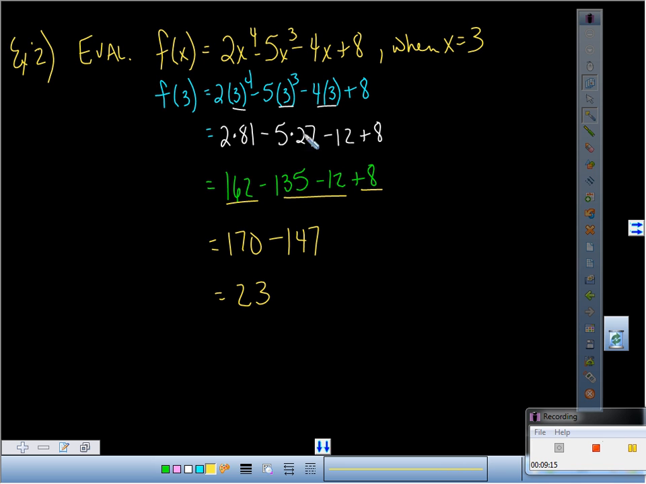3 to the 3rd is 27, and then I just multiplied these. 2 times 81 is 162, 5 times 27 is 135. I don't like to subtract, so I'm not going to do it but one time. So I collected my positives, made 170, my negatives, made 147, and subtracted my 1 time.